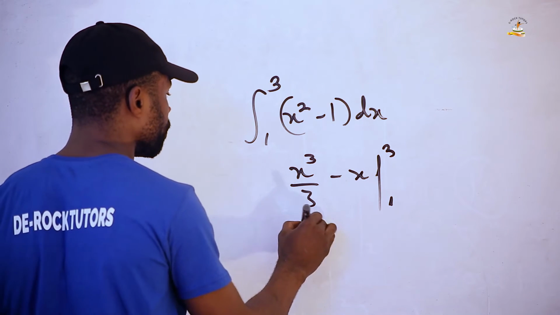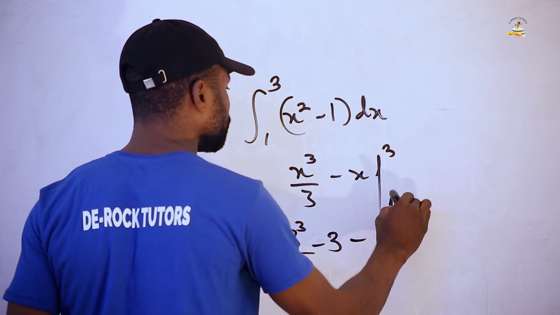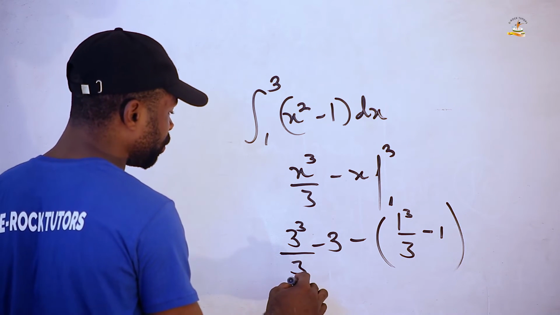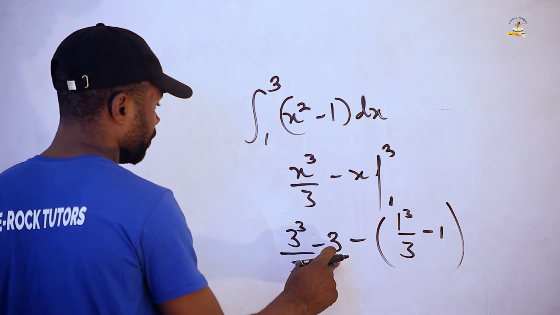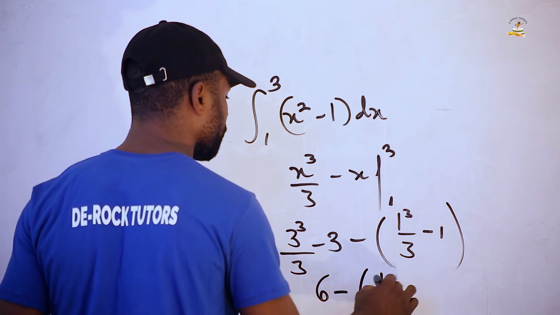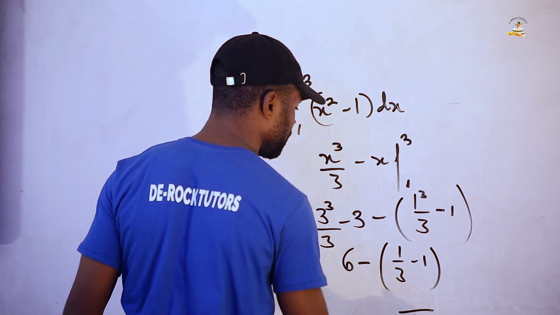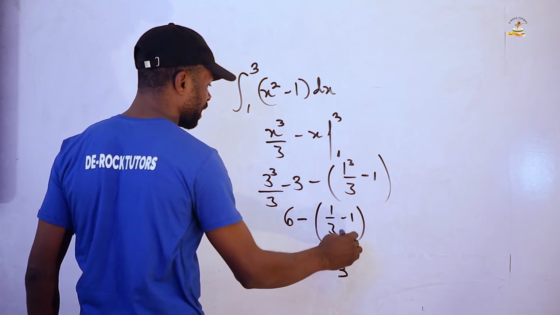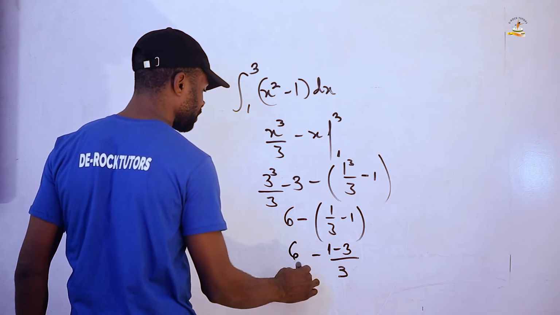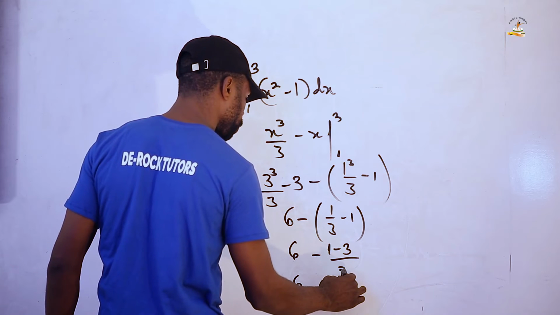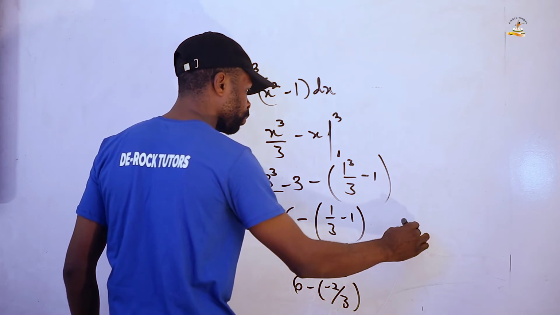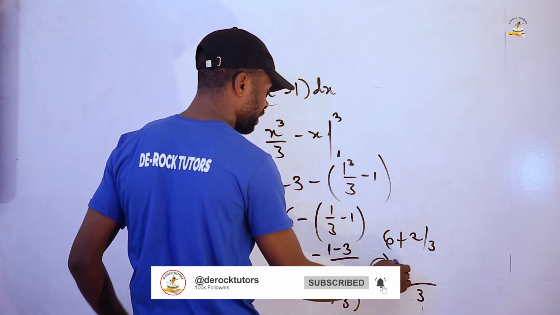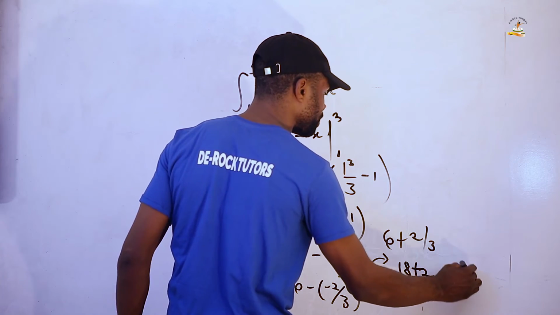You substitute the values as 3 cubed over 3 minus 3, minus, 1 cubed over 3 minus 1. This will give me 27 over 3 is 9, and 9 minus 3 is 6. Therefore, 6 minus, 1 over 3 minus 1. 1 over 3 minus 1: this is 3, and 3 times 1 is 3, so 1 minus 3 is minus 2 over 3. So you have 6 minus minus 2 over 3, which is 6 plus 2 over 3. The LCM is 3, and what you have here is 18 plus 2, which is 20 over 3.